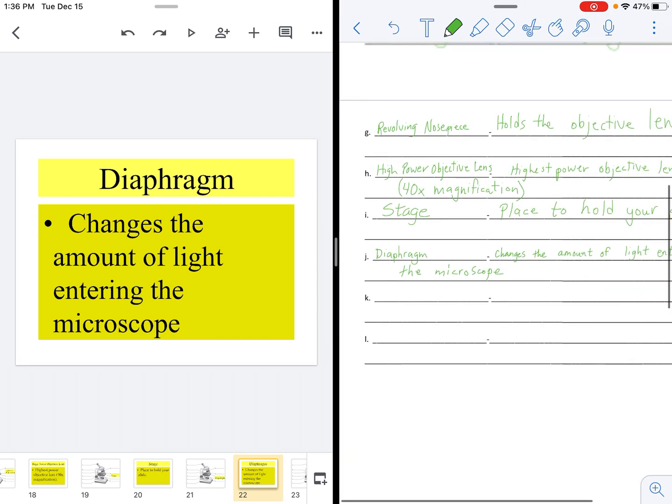And the diaphragm, all it really is, is a metal or plastic disc that's got different size holes in it. And so it rotates under the stage. And if you're using one of the larger holes, it obviously lets in more light. If you're using one of the smaller holes, it's going to let in less light. So it's really a quite simple thing.